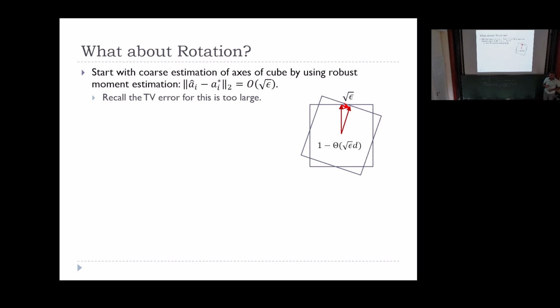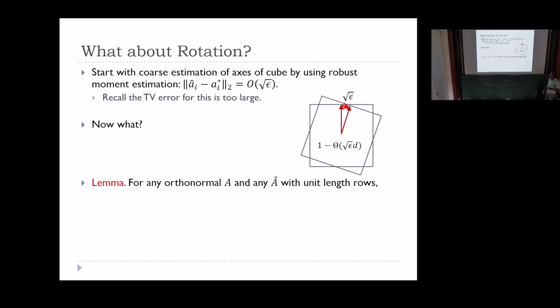This you can do in polynomial time. Okay. As we already argued, this doesn't give us total variation distance, because these rotations together could make the distance super long, super high. So now what?